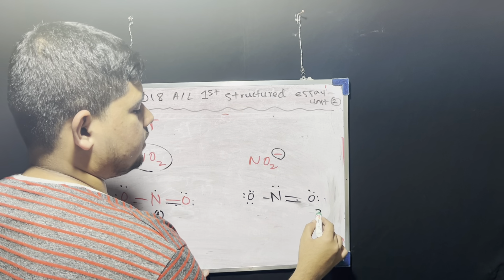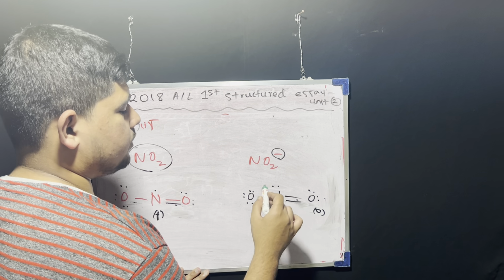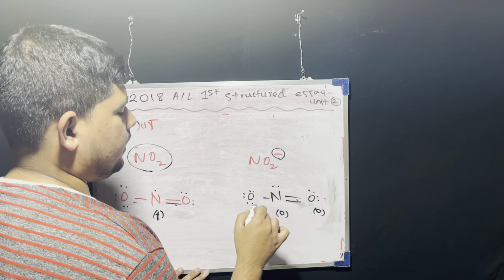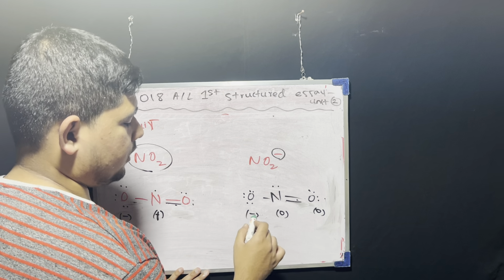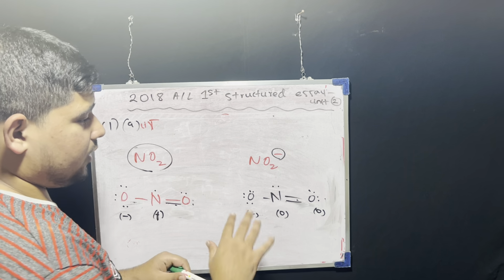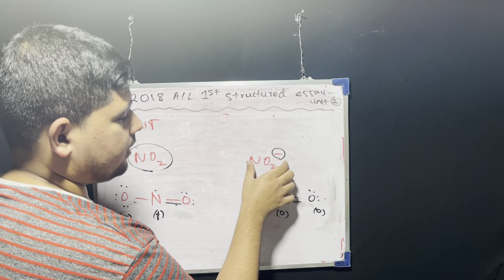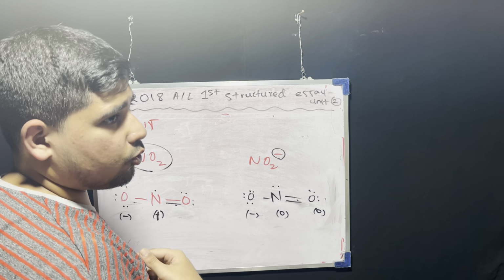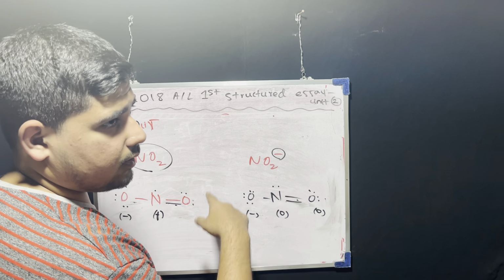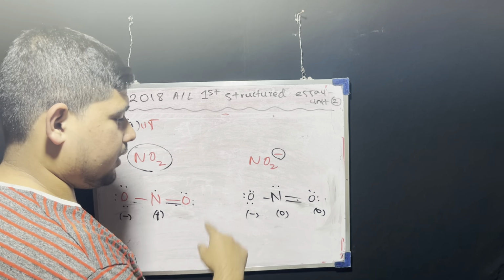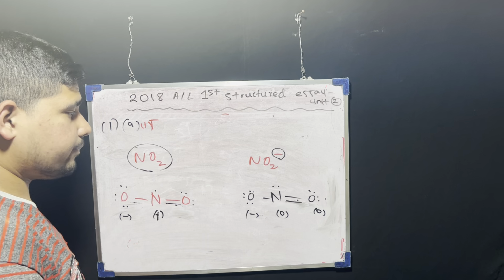Here no charge, 0. Here 1, 2, 3, 4, 5, 0. Here minus 1. Sorry, minus 1, yeah. So what is the charge of the entire molecule? That is minus 1. So here the charge is minus 1. So I can tell the Lewis structure that I have drawn is correct.